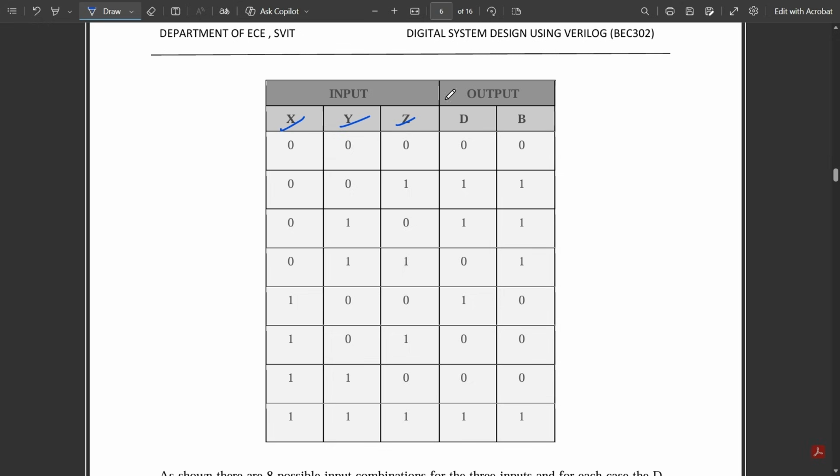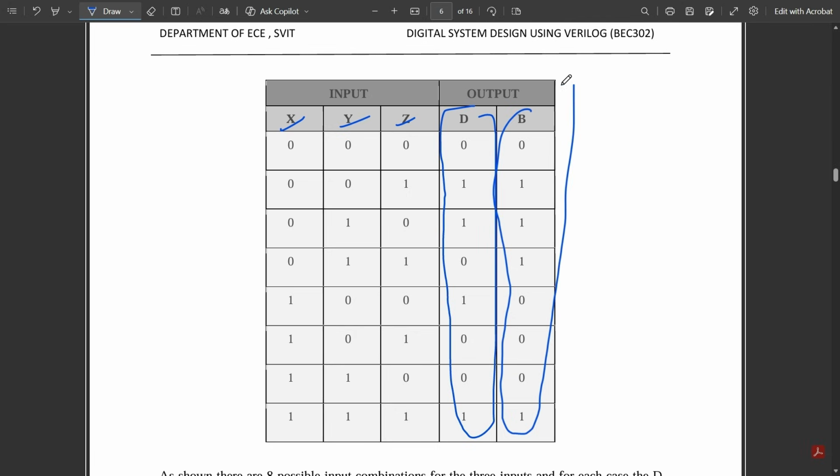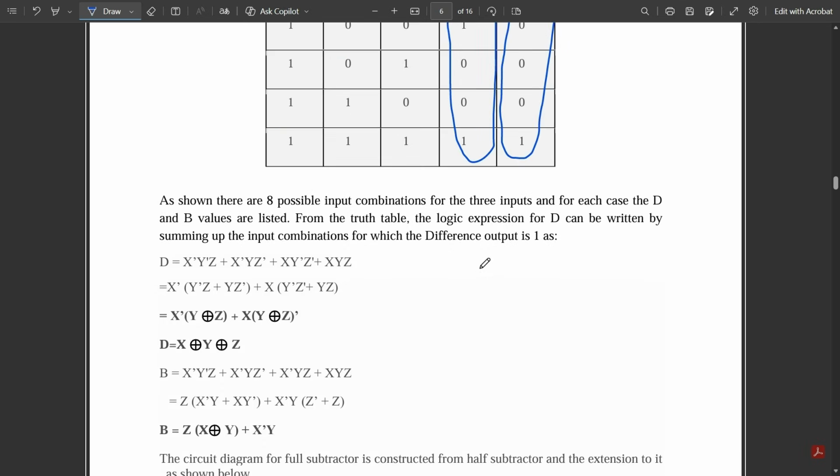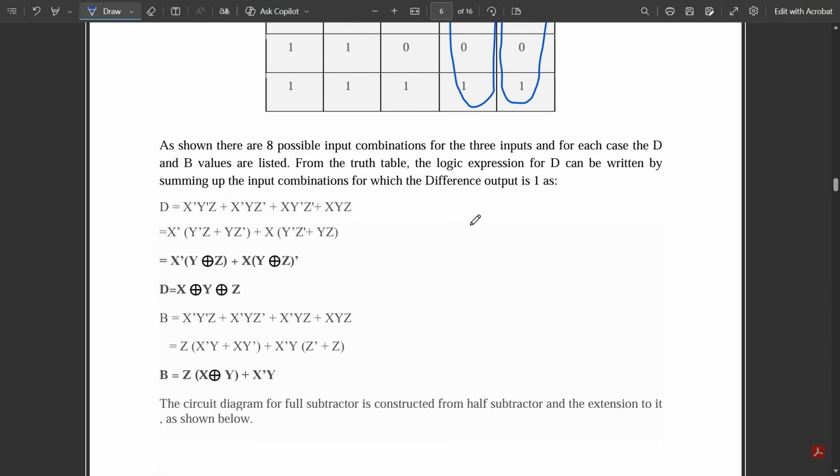Like this you should get the complete truth table, and these are the expressions which we get for difference and borrow. First you need to check whether this follows any standard logic gate truth table or not, but if you see the combinations here, it won't be following any logic gate truth table. So with respect to each bit, that combination should be written together. See how it is given here. In case of the full adder, we have done the same thing, right? That is what we are doing here. As shown, there are 8 possible input combinations for these 3 inputs, and for each case the d and b values are listed as I've shown you.